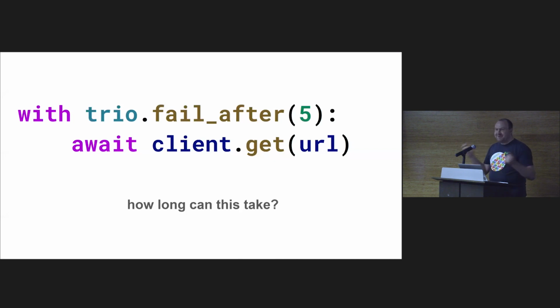5 seconds. I have votes for 5 seconds. Anyone else? Okay, I'll put you out of your misery. This can take just a little bit more than 5 seconds, right? So what this will do is it will raise the TooSlowError after the first checkpoint that we reach after 5 seconds has been exceeded, right?